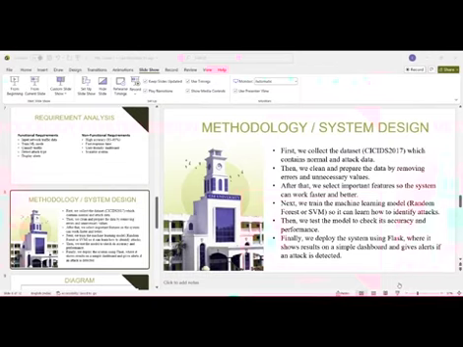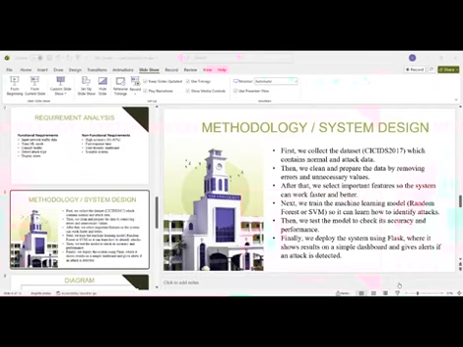Methodology and system design. In this project, we follow a step-by-step process to build our intrusion detection system. First, we collect the dataset called CICIDS 2017, which contains both normal and malicious network traffic data. Next, we clean and preprocess the data by removing errors, missing values, and unnecessary information to improve the data quality. After that, we perform feature selection where we choose only the important features. This helps the system work faster and improves the accuracy.